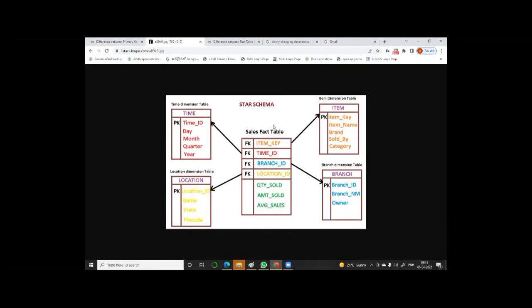Sir, the sales table is here. Yeah, sales table. Quantity sold, AMT sold. ఇది ఎట్లా స్టోర్ అయింది మళ్ళీ ఒక టేబుల్. Which one? Fact. Quantity sold, AMT sold. These are aggregations. It means for analysis only we use.